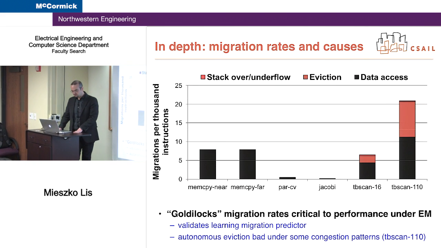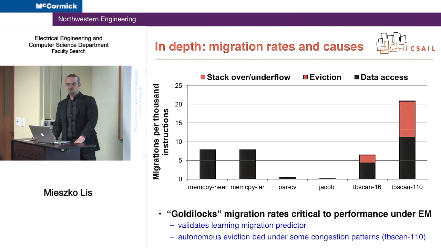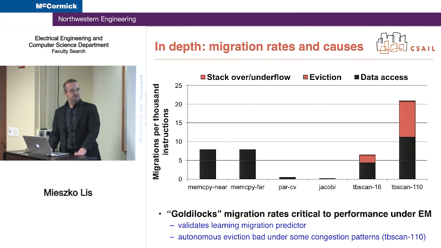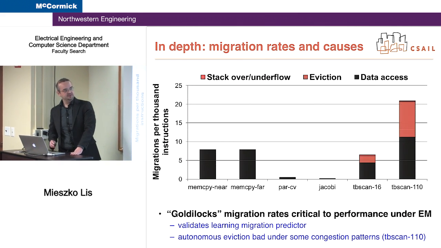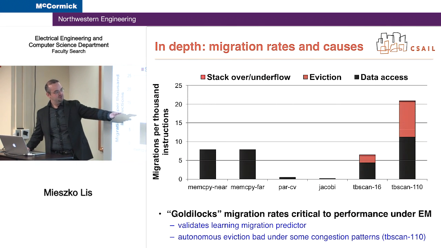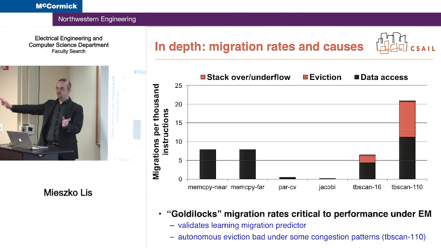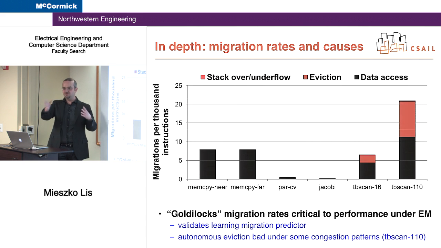So finally, keeping the migration rates low using this predictor has been key for us, and you can see that for all these benchmarks, they're pretty low. So memcopy, you can imagine what you do is you go to a different core, you migrate, you load up your context, you bring it back, you store it, and you keep doing this sort of shuttle runs.